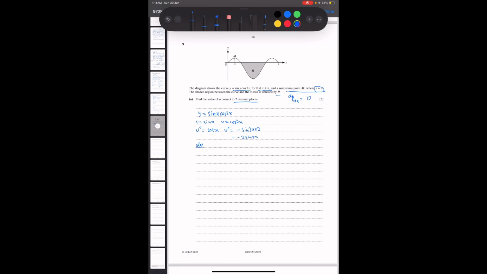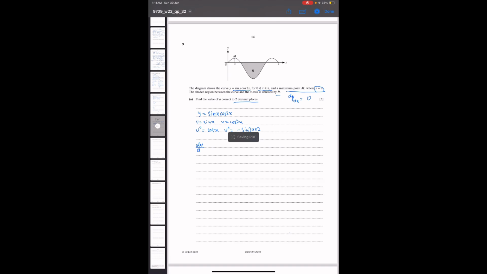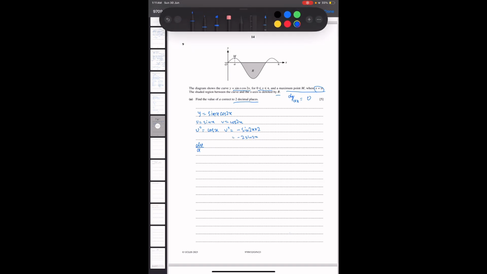Now dy by dx is equal to u v dash plus v u dash. So it's basically sine x multiplied by minus 2 sine 2x plus cos 2x multiplied by cos x.